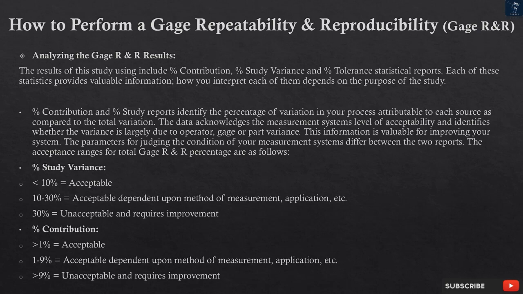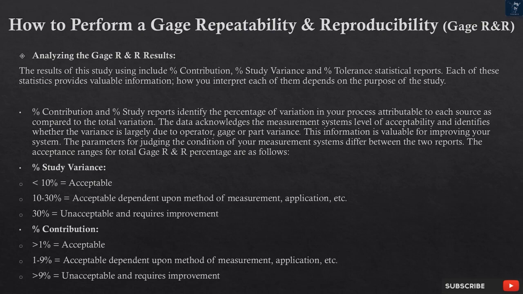% contribution and % study reports identify the percentage of variation in your process attributable to each source as compared to the total variation. The data acknowledges the measurement system's level of acceptability and identifies whether the variance is largely due to operator, gauge or part variance. This information is valuable for improving your system. The parameters for judging the condition of your measurement systems differ between the 2 reports.